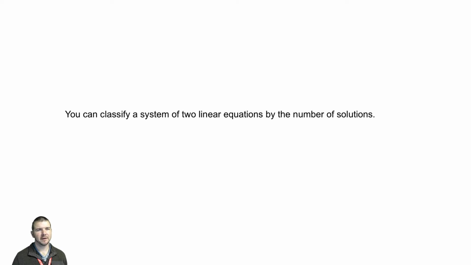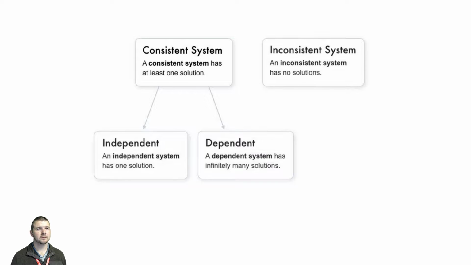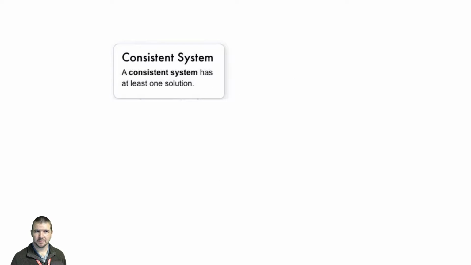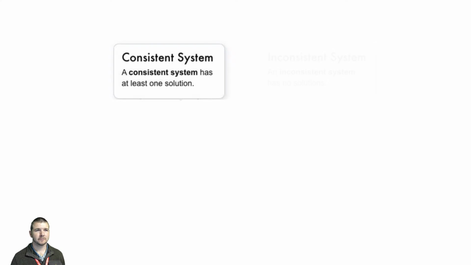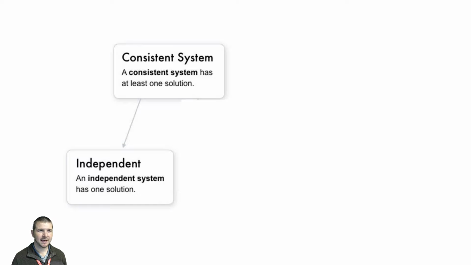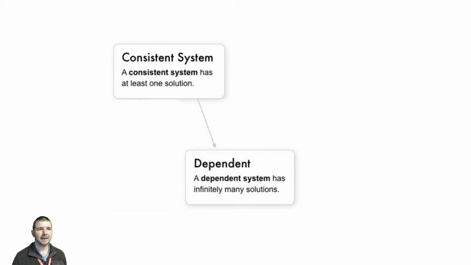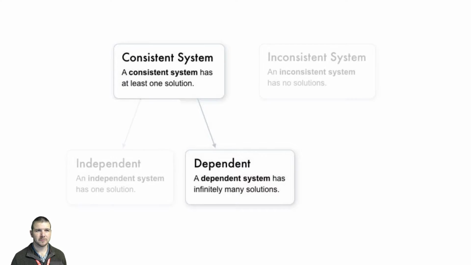You can classify a system of two linear equations by the number of solutions. First, a consistent system. A consistent system has at least one solution. An inconsistent system has no solutions. A consistent system may either be independent or dependent. A consistent system that is independent has one solution, and a consistent system which is dependent has infinitely many solutions.